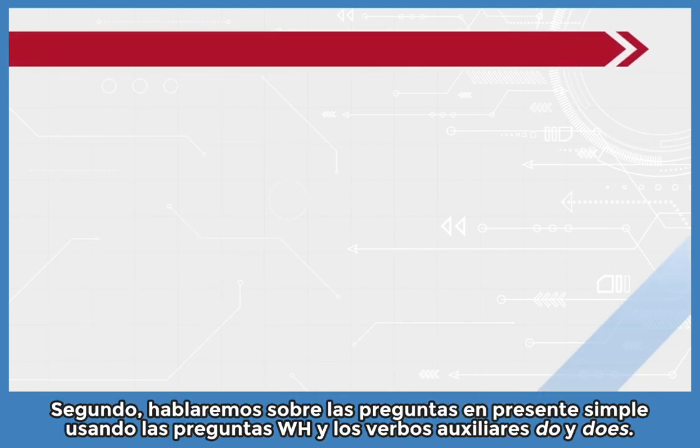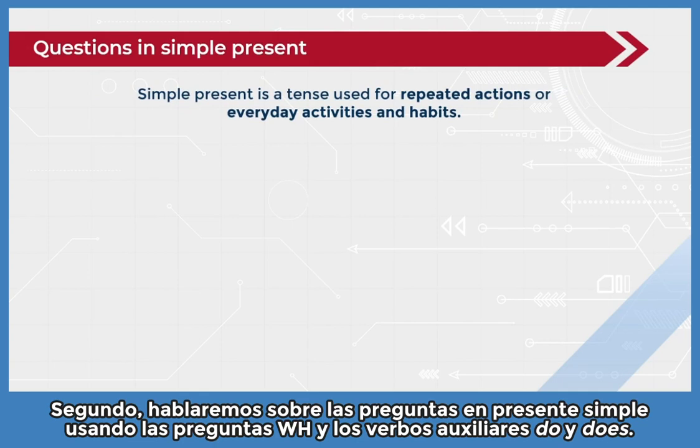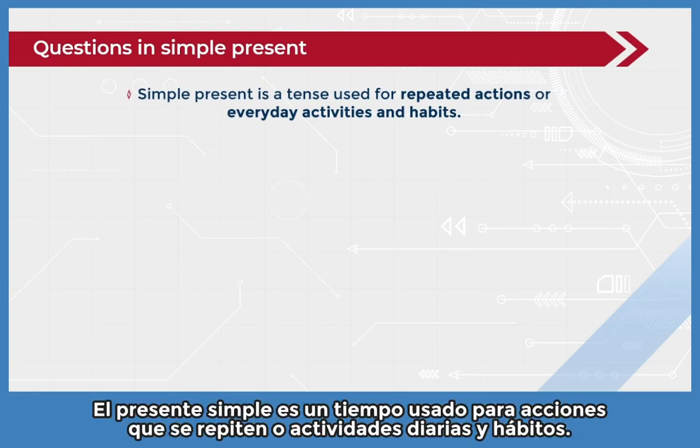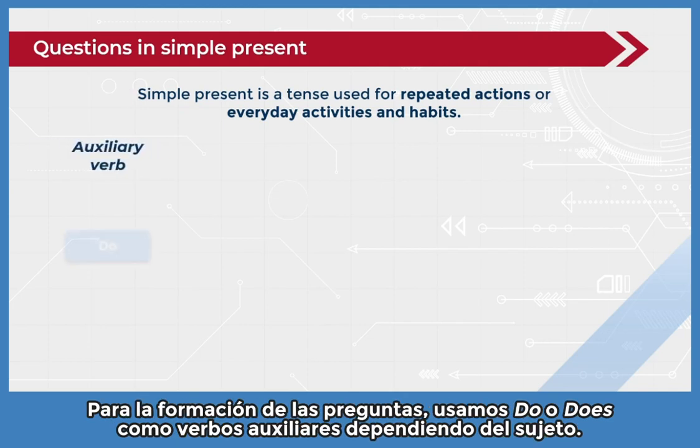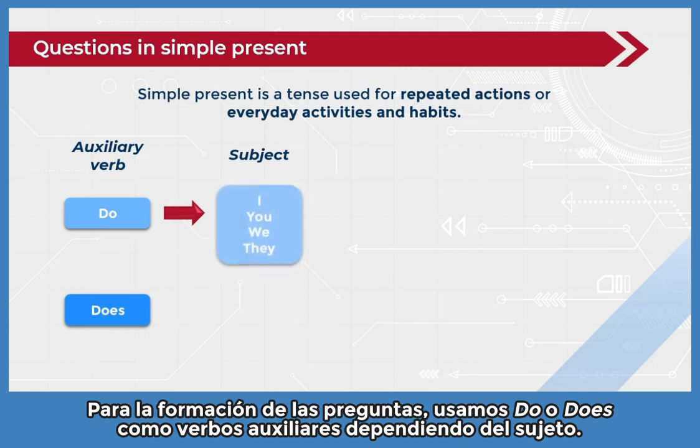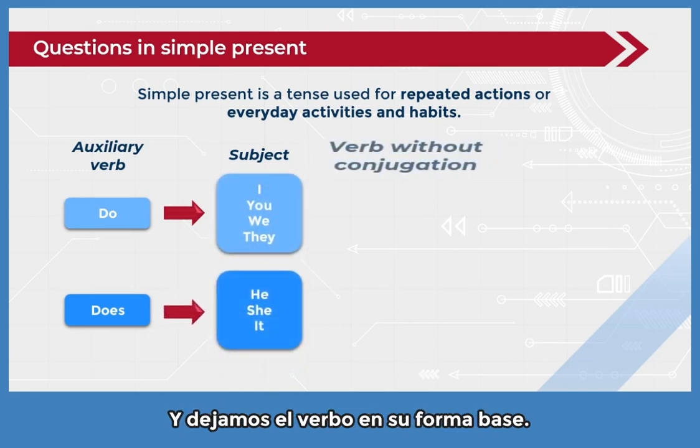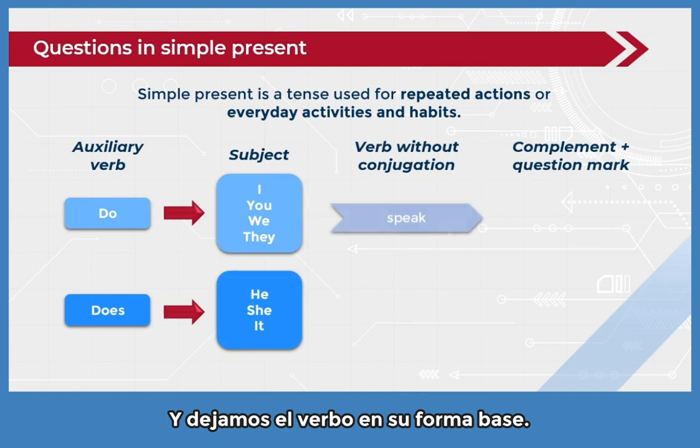Second, we'll talk about asking questions in present simple using WH question words and the auxiliary verbs do and does. Present simple is a tense used for repeated actions or everyday activities and habits. For question formation, we use do or does as auxiliary verbs, depending on the subject, and we leave the verb in its base form.